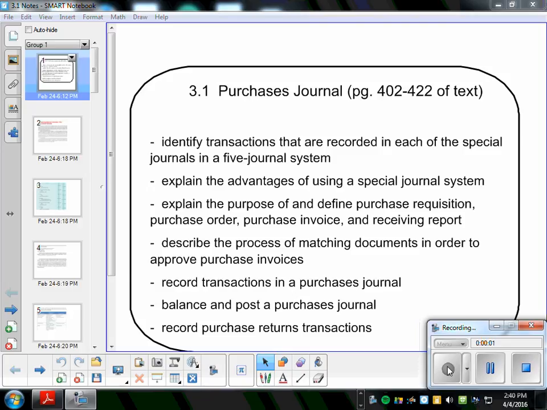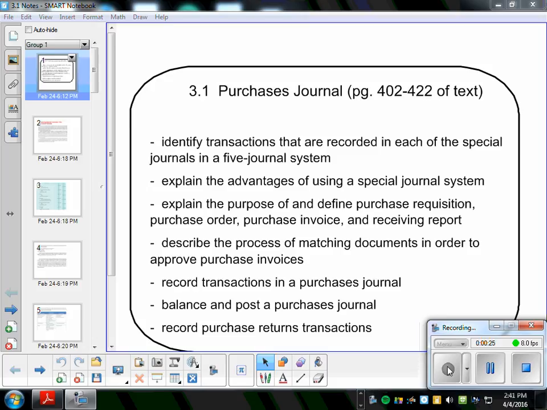Okay, today we're going to start 3.1 Purchase Journal, and it's on page 402 and 422 of the textbook. I want to make sure that you have the textbook in front of you because we do need to do a little bit of flipping back and forth to see diagrams. I think I've included all the diagrams on my board, however, some of them are sideways and it might be hard for you to have a look at them. So if you want to get your textbook to help you, you're welcome to do that.